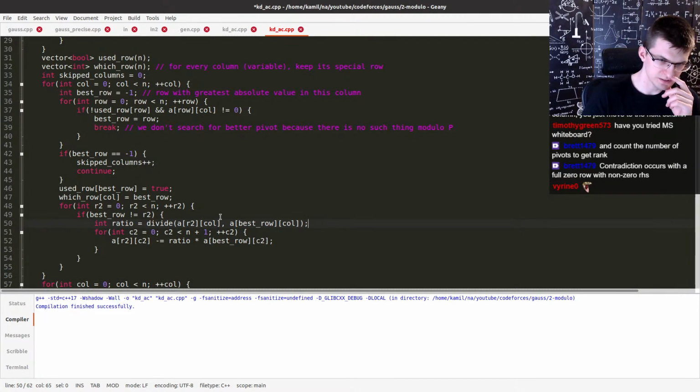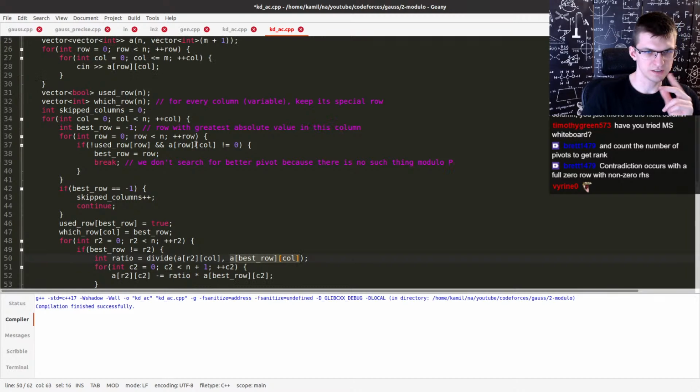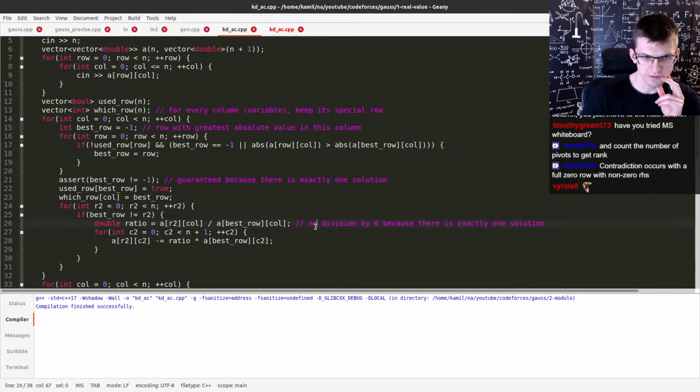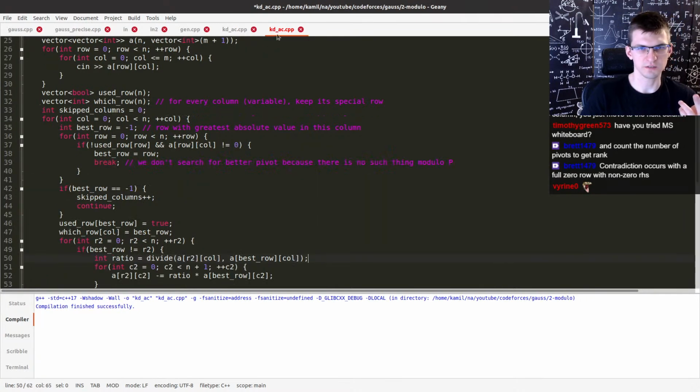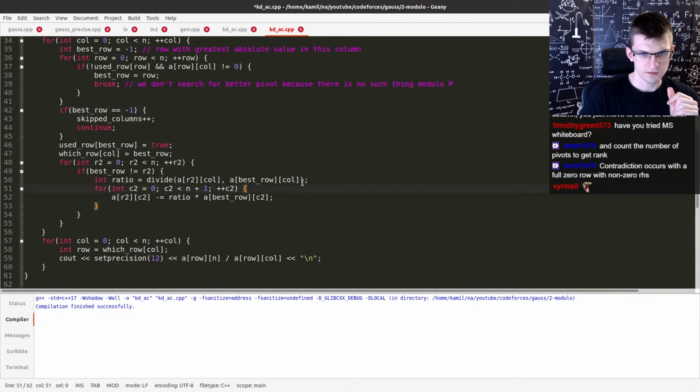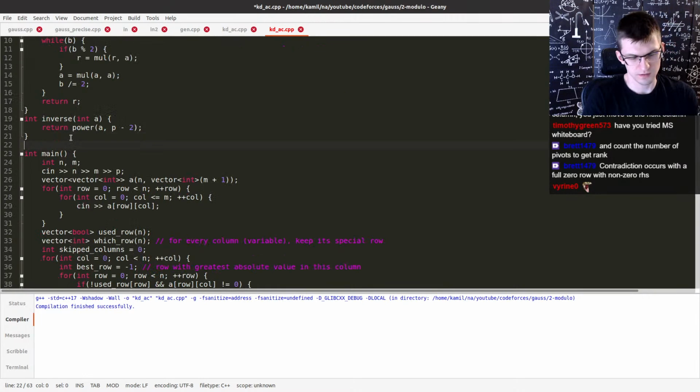Can I divide by 0? What is this? Oh, yeah, this is the value I found, different than 0. Was the comment right here? No division by 0 because of this? Okay, then it follows from an assert. Fine. So ratio is divide.